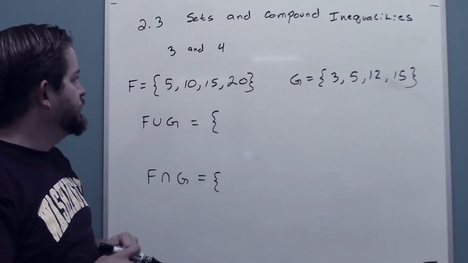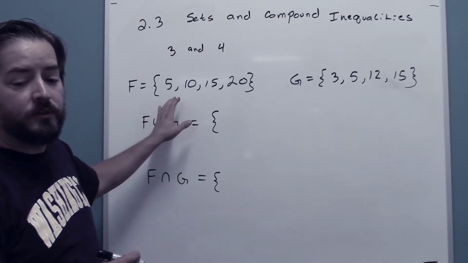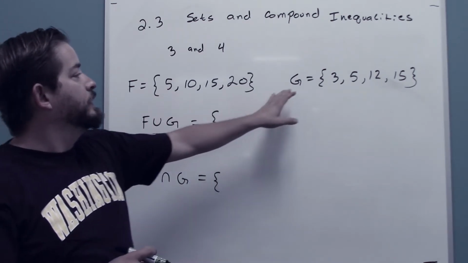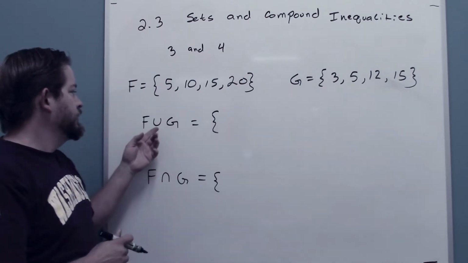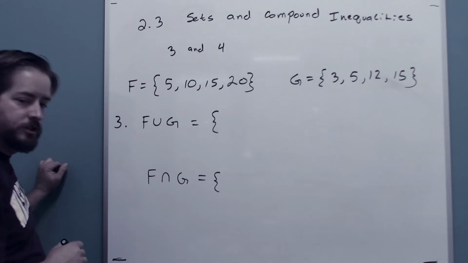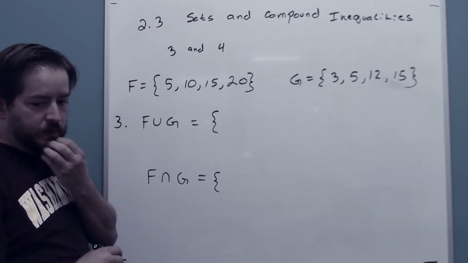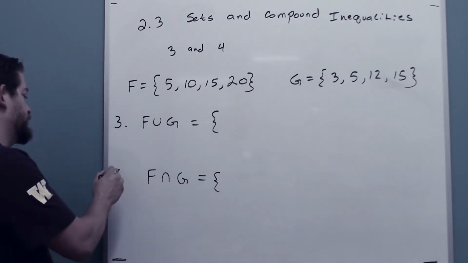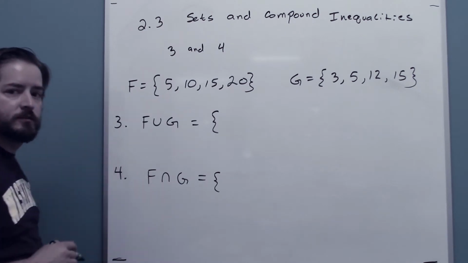Let's start off with 3 and 4. 3 and 4 both use the same set, F and G. And number 3 asks us to find F union G, right? So we want to find the union of the two sets. And then 4 asks us to find the intersection of the two sets.